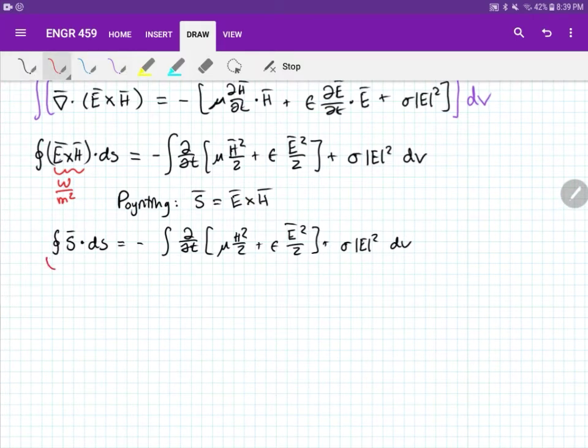So here we can see we have power. And on the right side, we can see this sigma term. This is going to be ohmic loss due to the conducting media.